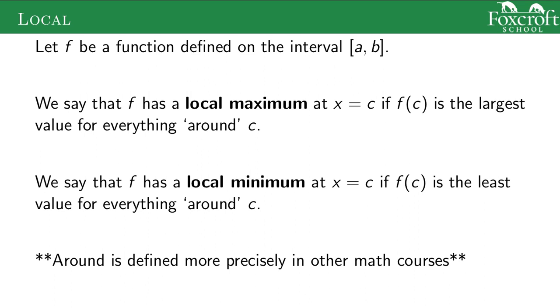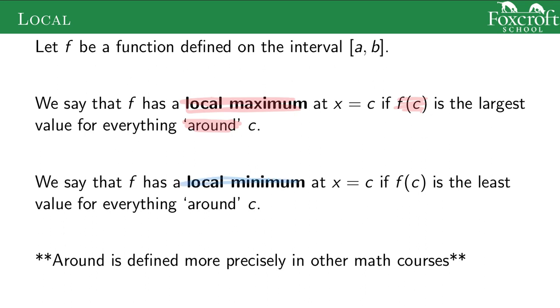So in the previous video, we talked about absolute maximum, that's just the biggest y value of the entire function, and absolute minimum, the lowest y value of the entire function. But now we're going to talk about these local max and min. So a local maximum means my output value, my y value, is the largest of everything around that thing. We'll look at an example in a second to see what we mean by around. That's something that's defined more precisely in upper level math classes, but for us, we're just looking near that value. Is it the biggest one?